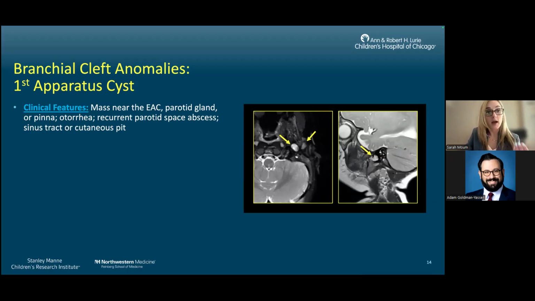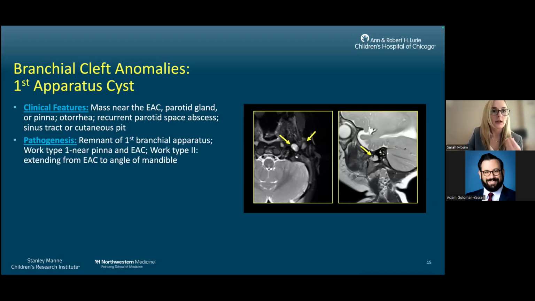So this is going to be any cystic mass near the EAC, parotid, or the pinna. Patients may present with otorrhea, recurrent parotid space abscesses or infections, or the clinician may say that they see a sinus tract or a cutaneous pit on physical exam. Pathogenesis-wise, this lesion is a remnant of the first branchial apparatus. We can subdivide the lesions into Work type 1 or Work type 2 lesions. Work type 1 are lesions near the pinna or the EAC, and Work type 2 lesions will extend from the EAC toward the angle of the mandible.